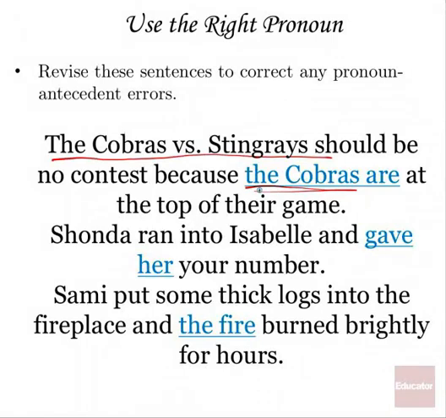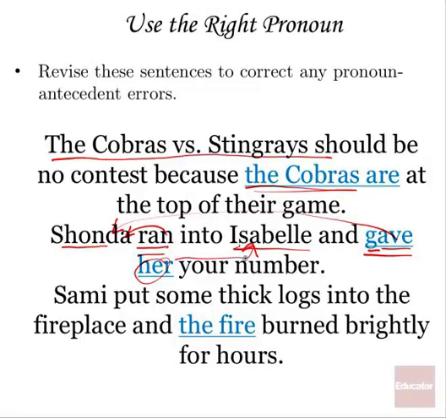Now remember, the original problem was Shonda ran into Isabel and she gave her your number. Well, Shonda and Isabel are both female, so we don't know who the she is and we don't know who the her is. But if we remove the she, Shonda ran is our verb into Isabel and gave her your number. Well, that means that the subject of the sentence performed both actions. So they both go back to Shonda. And in that case, her must refer to Isabel because, generally speaking, you don't run into somebody and then give yourself a number that you already had.